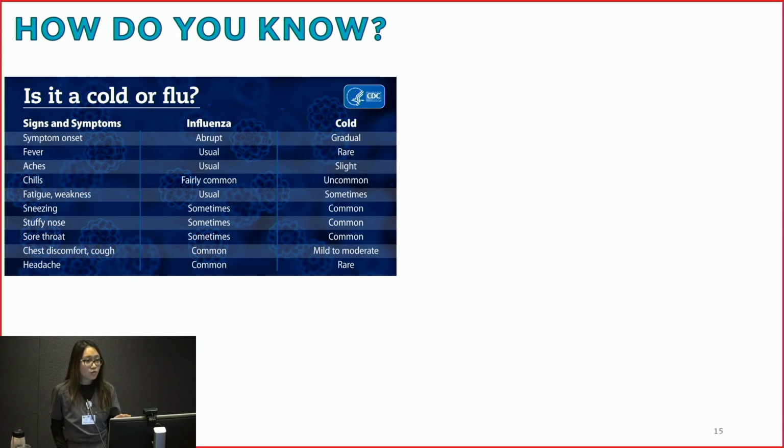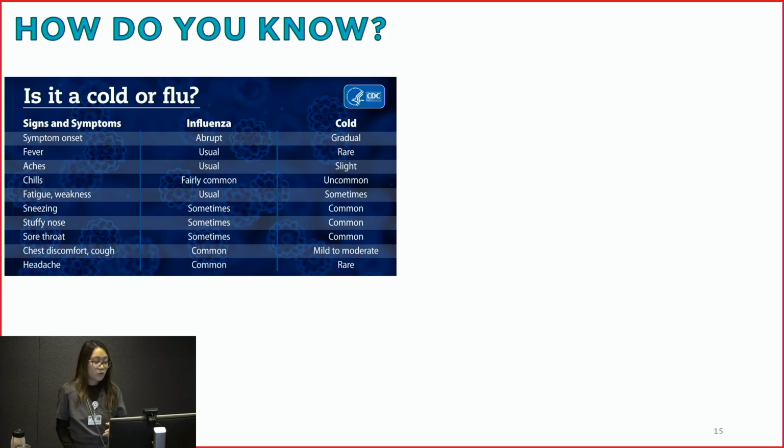The CDC has a really great table comparing the signs and symptoms, so I'm just going to walk through it really quickly here. For influenza, the symptom onset is usually abrupt. People will show fever, they have achiness throughout the body, and they also have chills because of the fever. Fatigue and weakness are really profound in influenza. However, you don't have sinus symptoms like sneezing, runny nose, or sore throat. But you might have some cough, some chest discomfort, or a headache.